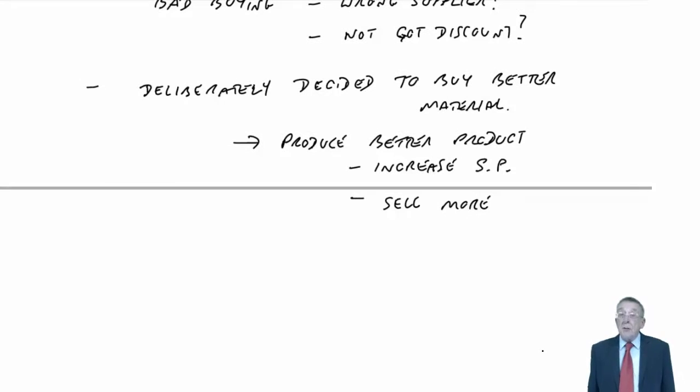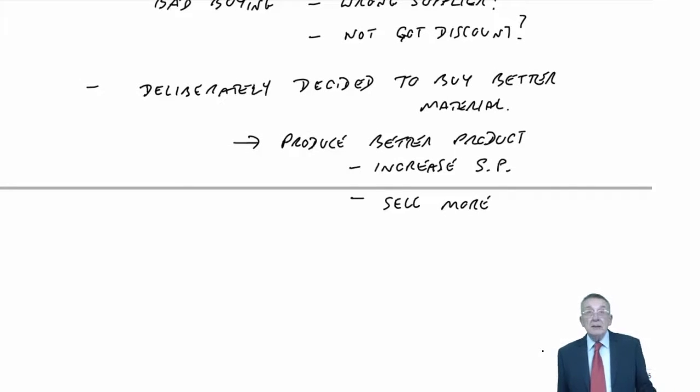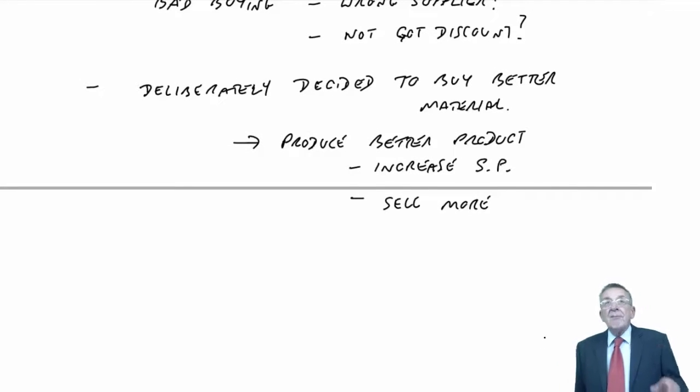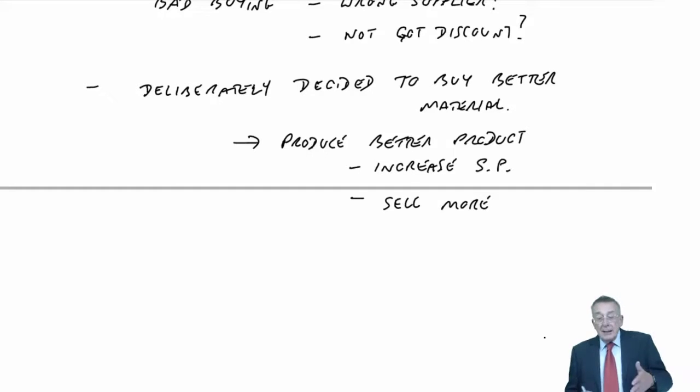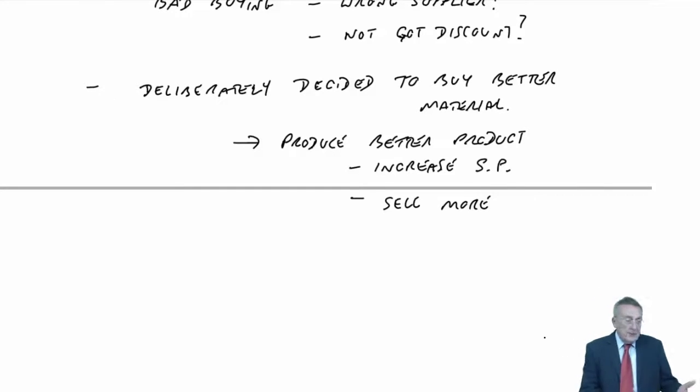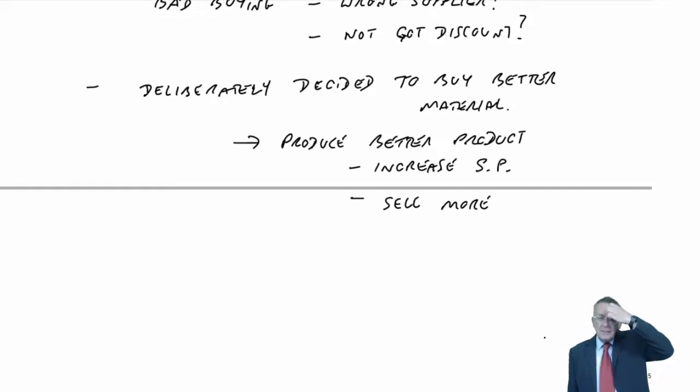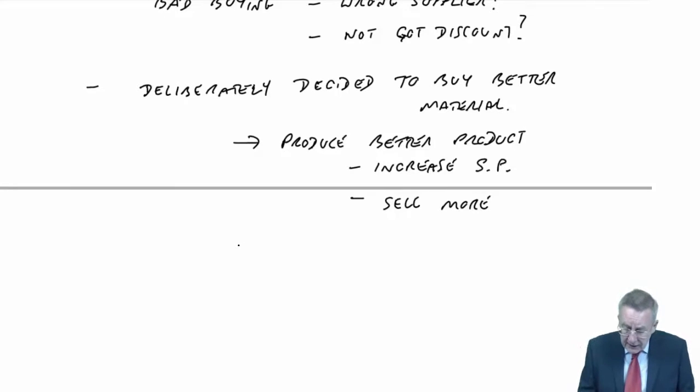However, there's another reason why you might have decided to buy better material. Maybe if we have better material, we waste less. At the moment, perhaps the original budgets, the material wasn't such good quality, so we had a lot of waste. Buy better material, maybe it's less waste.